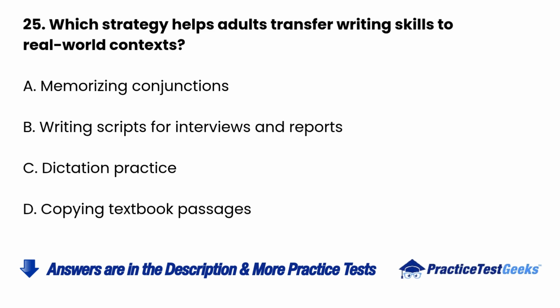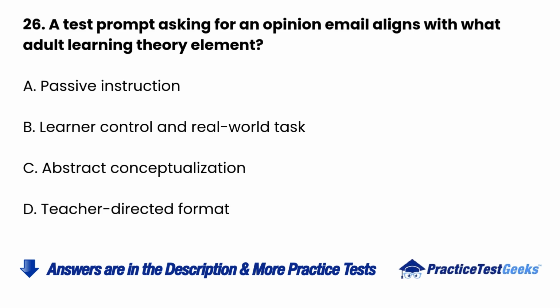A. Memorizing conjunctions. B. Writing scripts for interviews and reports. C. Dictation practice. D. Copying textbook passages. 26. A test prompt asking for an opinion email aligns with what adult learning theory element?